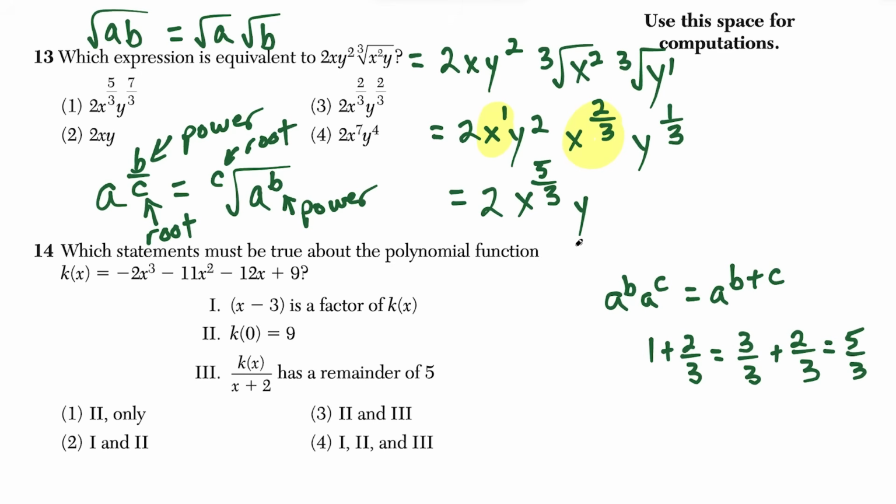And then for my y terms, I'm going to have 2 plus a third. So 2 is the same thing as 6 over 3. And when I add 1 over 3, that's going to give me 7 over 3. Okay, so I'll just make this a little neater. So you have 6 over 3 plus 1 over 3 is 7 over 3. So I get y to the 7/3 power. So now I just scan the answer choices here, and this is going to match up with choice 1.